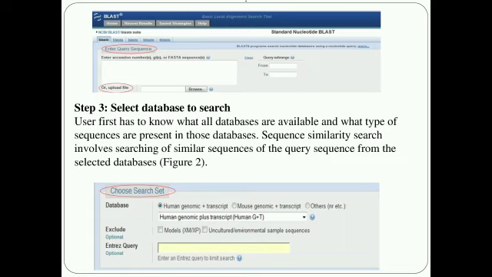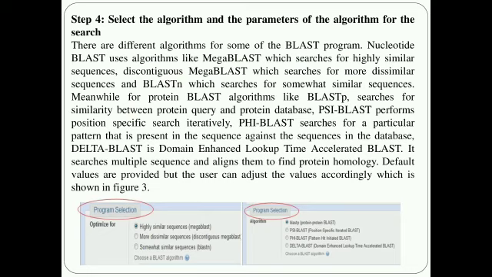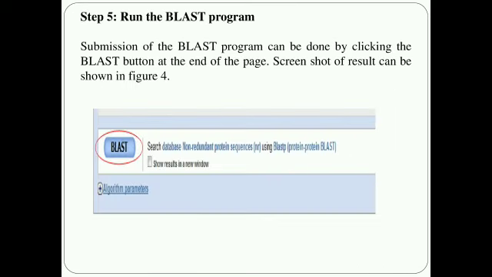Step 3. Select the database to search. According to what type of sequence is entered, those databases are selected. Step 4. Select the algorithm and the parameters of the algorithm for the search. In which select the one sequence type like highly similar, more dissimilar, or somewhat similar sequences. And then select the BLAST algorithm like BLASTP, PSI-BLAST, PHI-BLAST, and Delta-BLAST, in which only select the one program.